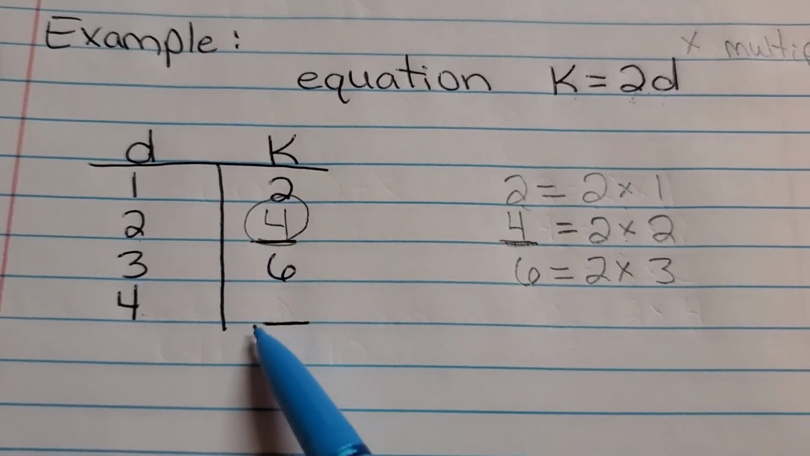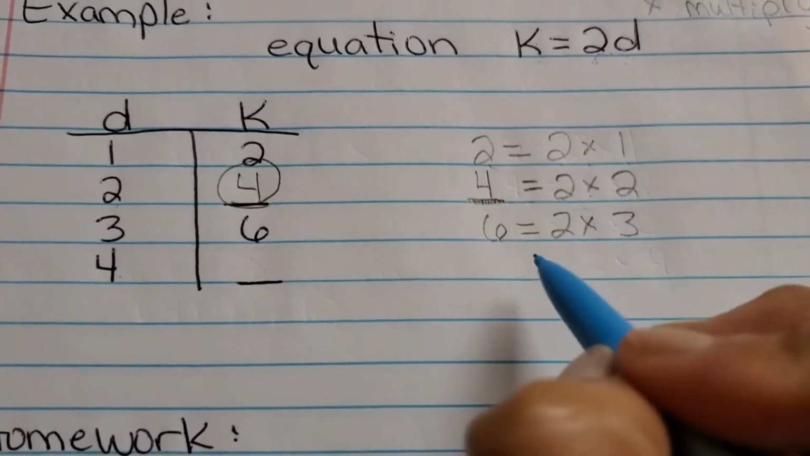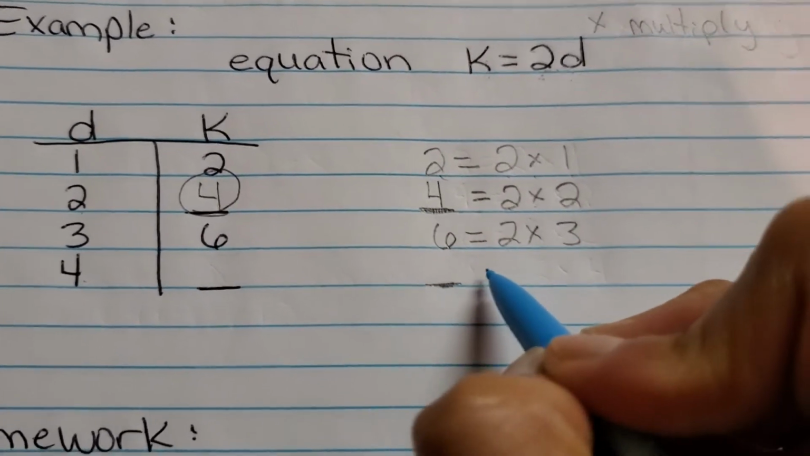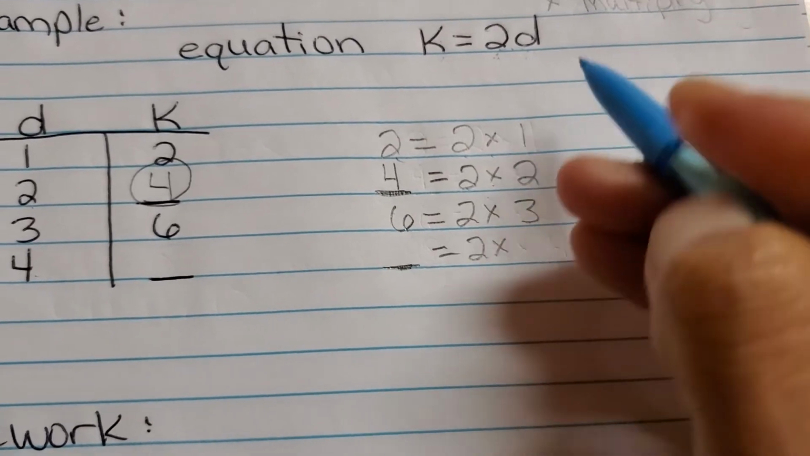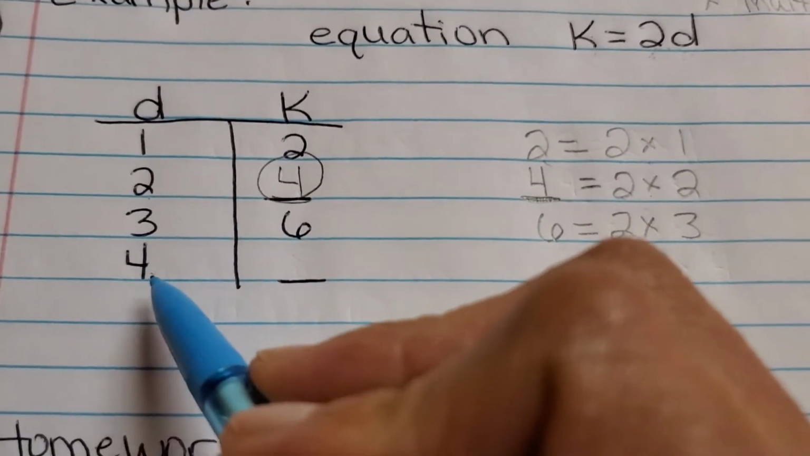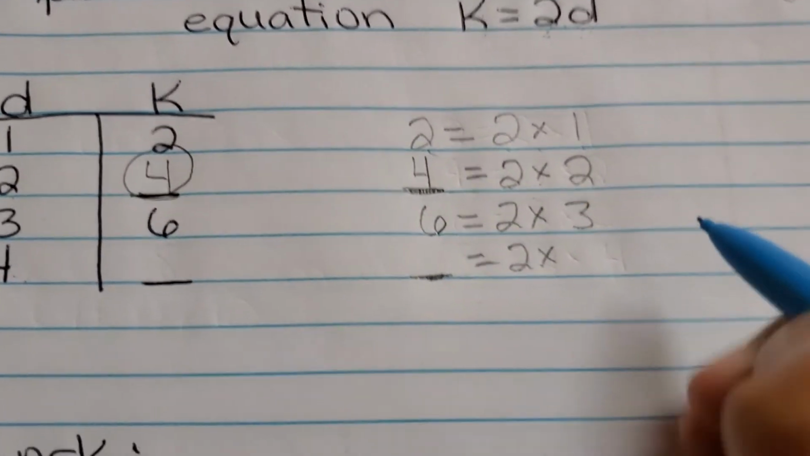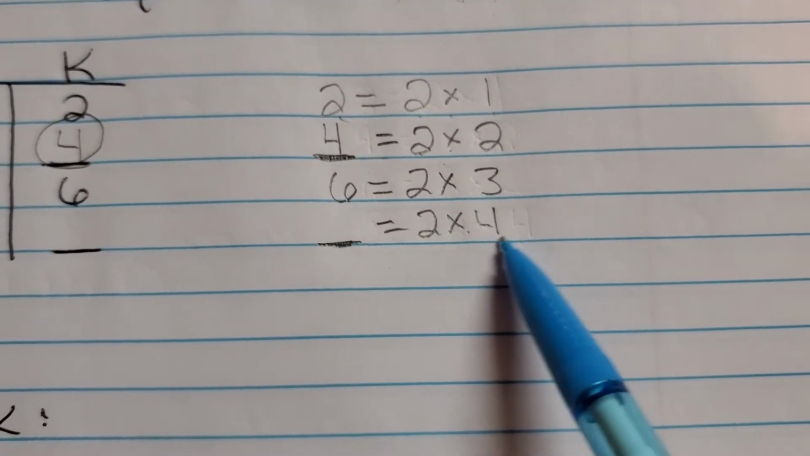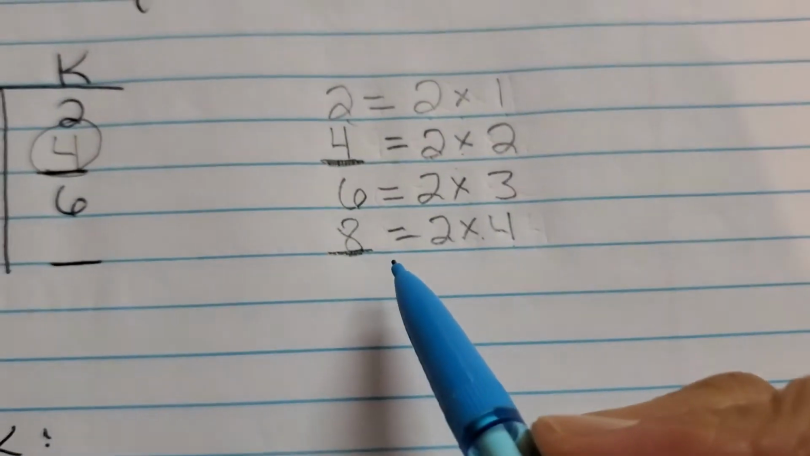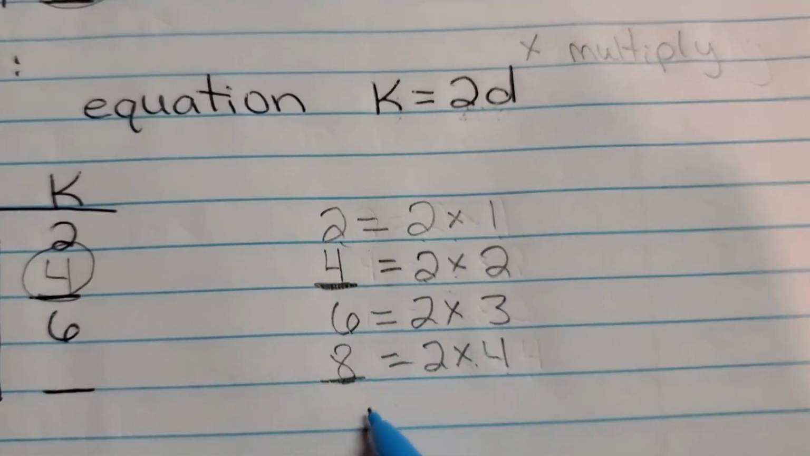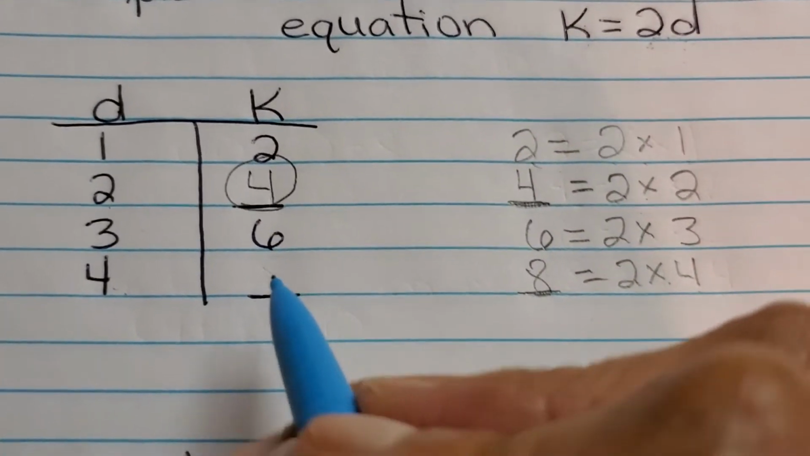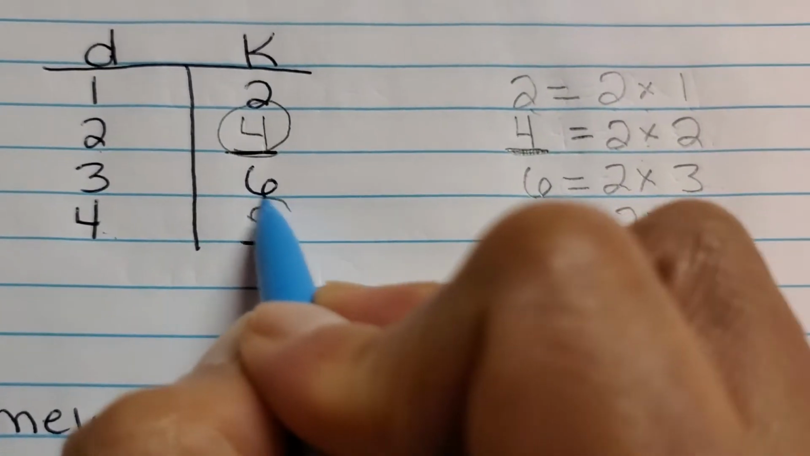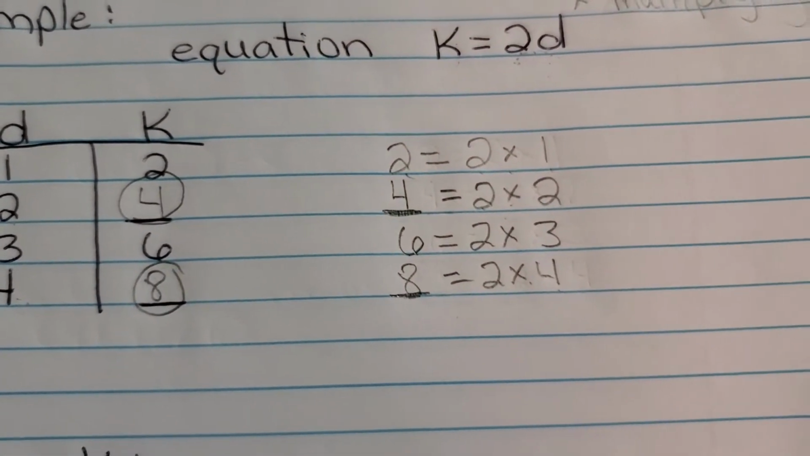And the next one, we don't know K. So that's what we're looking for is K. Equals, bring down the 2 times D, and D is 4. So let's put 4 in our equation. And what is 2 times 4? 2 times 4 equals 8. So K is 8. So let's fill that in, 8. And that is your second answer.